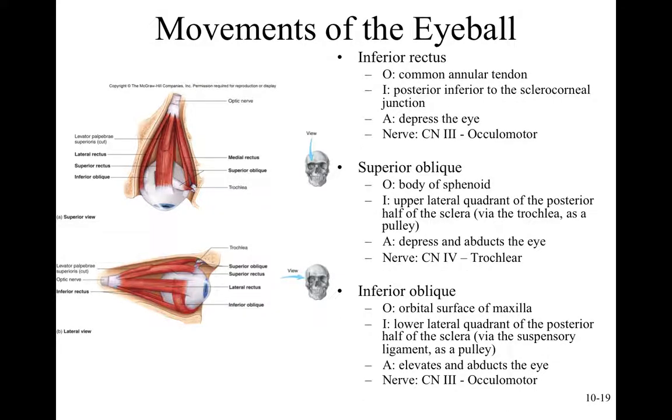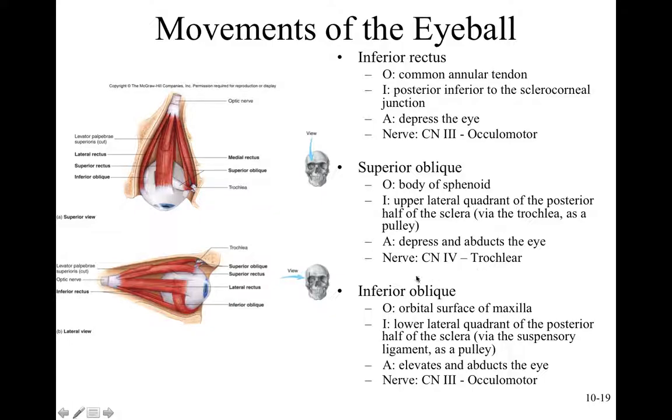Then we look at inferior rectus, and inferior rectus is running right along here, again originating from our common annular tendon, and going to the inferior aspect of the sclerocorneal junction. This depresses the eye, meaning it causes deviation of the eye inferiorly, or looking down towards the toes. Now this again is controlled by cranial nerve 3, the oculomotor nerve, and so this is our third movement that involves the oculomotor nerve. The first being superior rectus, the second being medial rectus, and now inferior rectus.